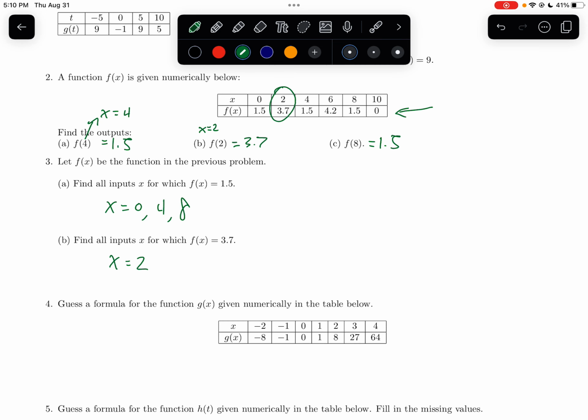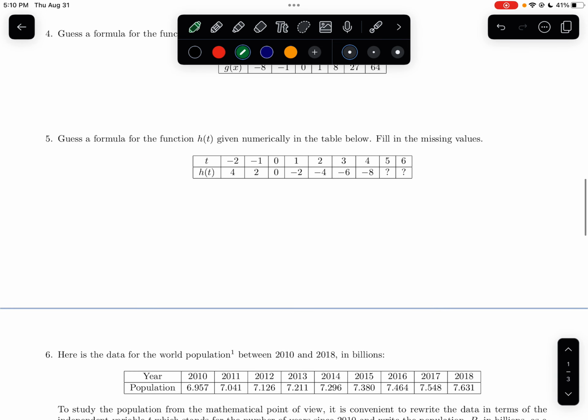For question 5, let's look at that one next. Here we're given another numerically given function, and we're asked to find the missing value. So your first step here should be to find a formula for the function, so for h of t.